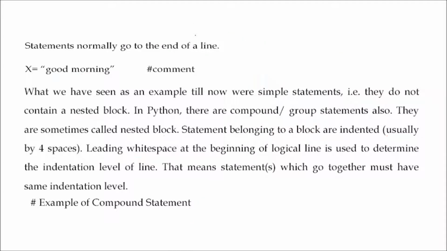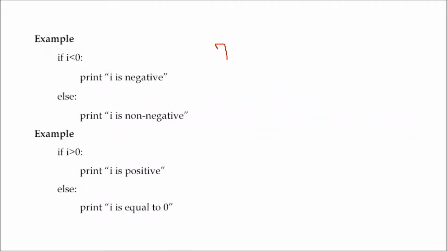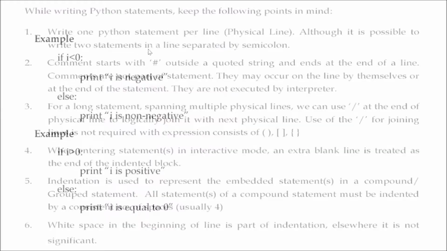So let us have an example of a compound statement. This is a compound statement. If i less than 0, print i is negative, else print i is non-negative. If i is greater than 0, print i is positive, else print i is equal to 0.